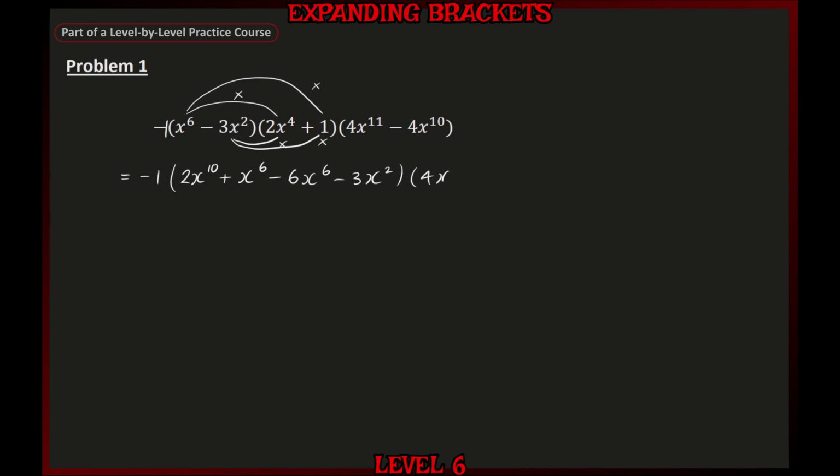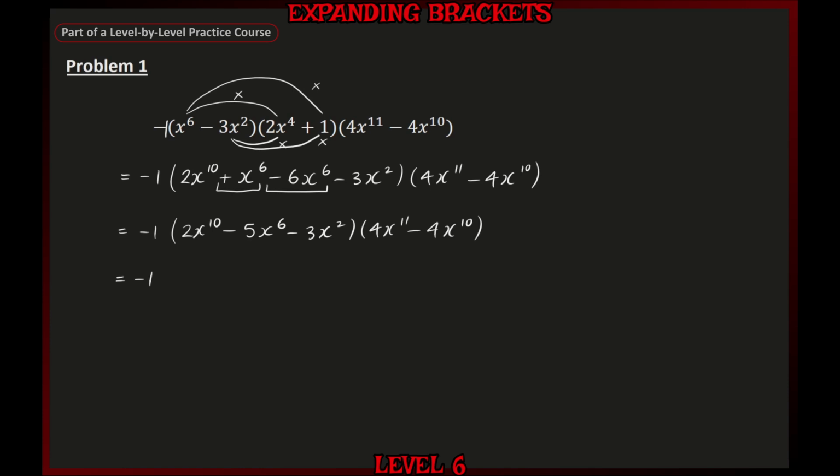And we still have our final bracket at the end. Now, before we expand these two brackets, we're going to simplify the first one. So we have a minus 1 on the outside, and we have a 2x to the power of 10, and we can collect together the plus x to the power of 6 and the minus 6x to the power of 6 to give us minus 5x to the power of 6. We have a minus 3x squared, and again 4x to the power of 11 minus 4x to the power of 10. Now we're going to expand those two brackets.